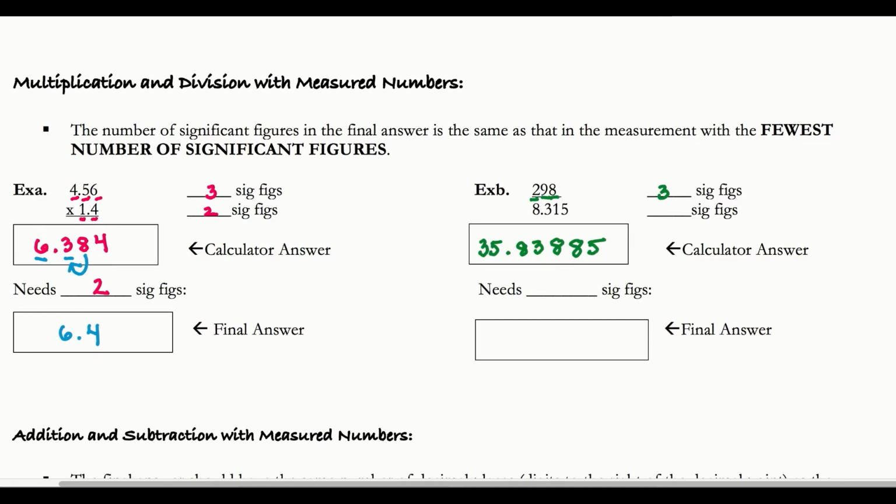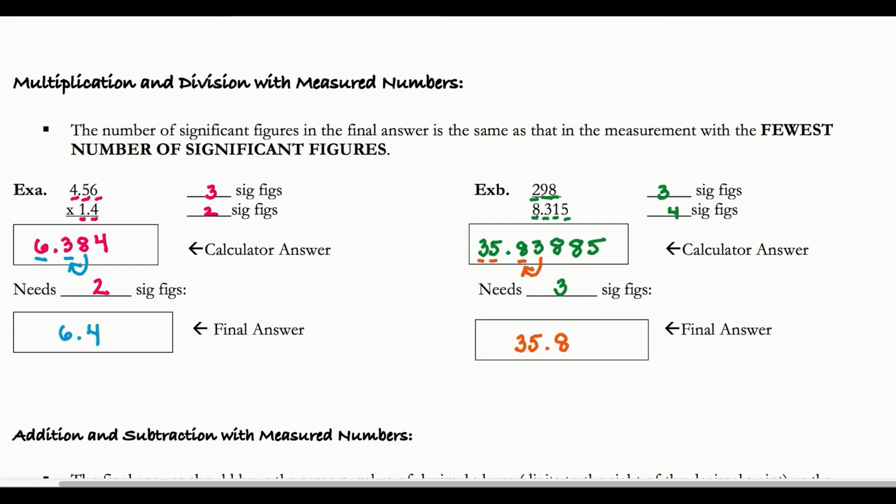8.315, there is a decimal present, so I'm going to count from left to right now. 8 is my leftmost number, so 1, 2, 3, 4 sig figs, which means, based on the rule, I want to have a total of 3 significant figures because that is the fewest number of sig figs. 298 only has 3, while 8.315 has 4. So if I were to round, I want to keep the 3, the 5, and the 8. I need to see if the 8 needs to round up. It does not. It's going to round down. It's going to stay 8. So I'm going to have 35.8 for my correctly rounded value.